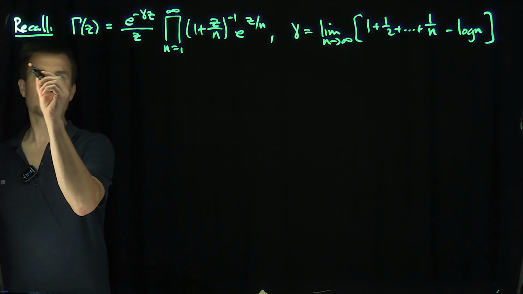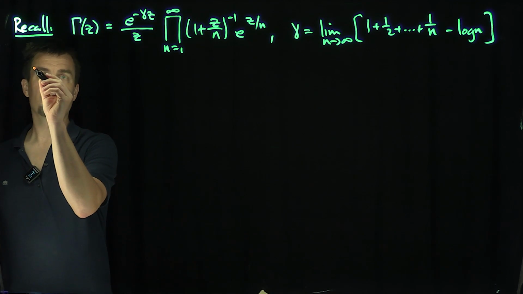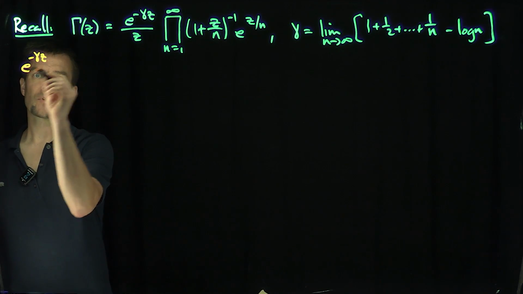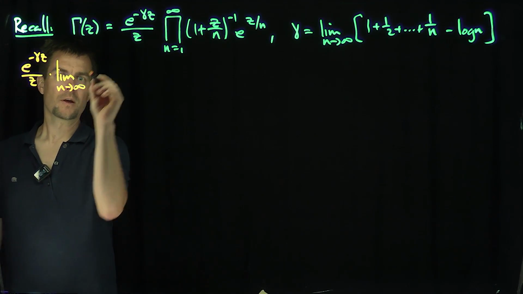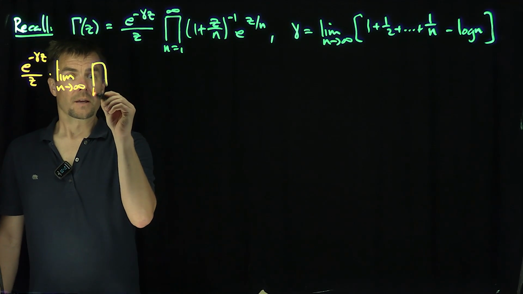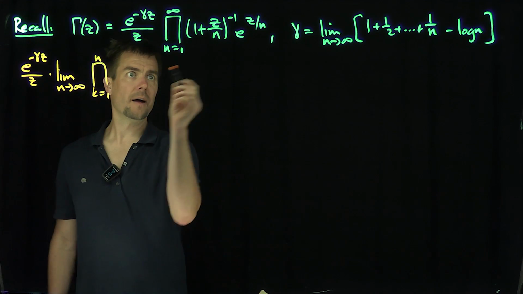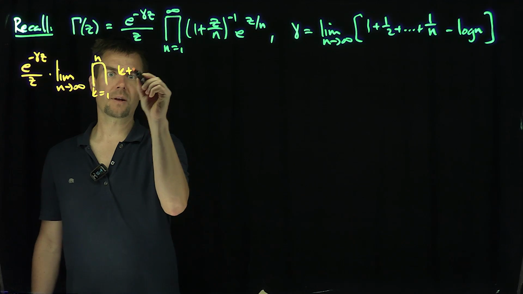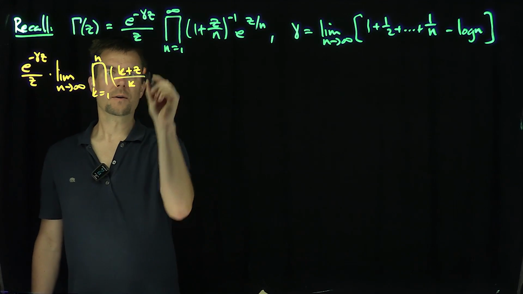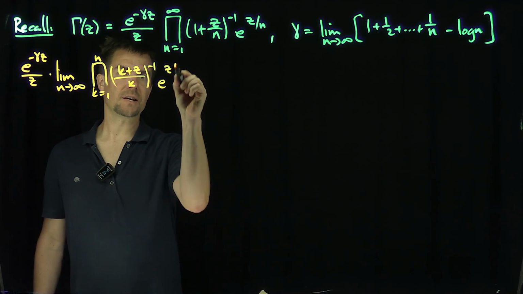To get the Gauss formula, we're going to write this as a product. So I'm going to write this as e to the negative gamma z over z times the limit as n goes to infinity of the product, k goes from 1 to n, and then I'm going to multiply this out. So I'm going to turn that n into a k. It's going to be (k plus z over k) to the power negative 1, e to the z over k.